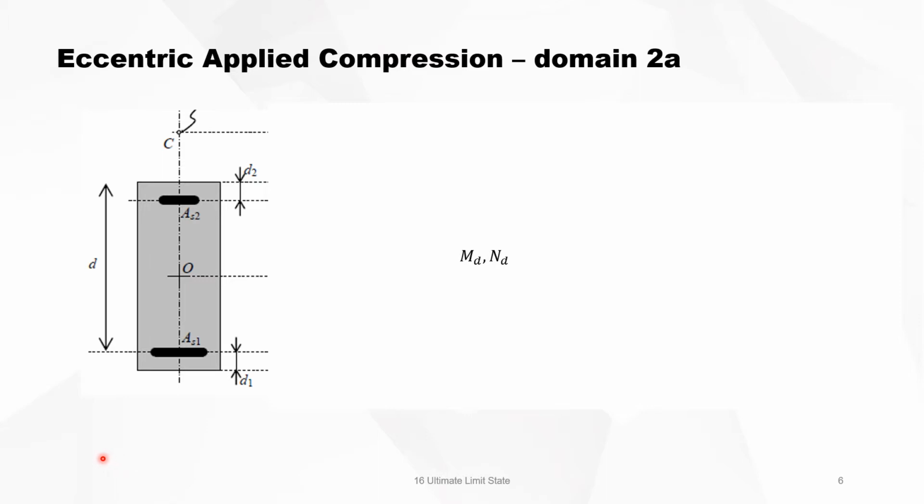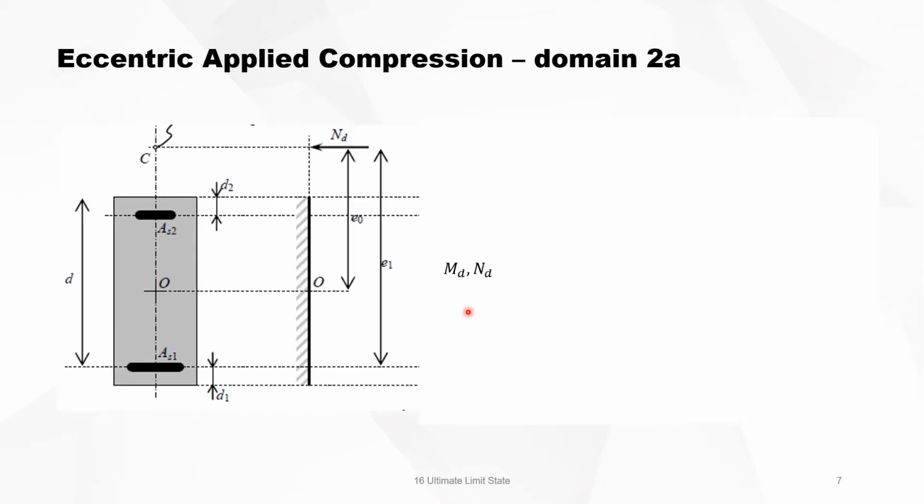Now let's see what's happening in domain 2A. We have a rectangular section, doubly reinforced, and it's loaded with MD and ND, ND here being a normal force. What we'll do is, to the center width of the section, we will see what is the eccentricity of the applied compression load and what is the total eccentricity regarding the most tensioned reinforcement or least compressed reinforcement.